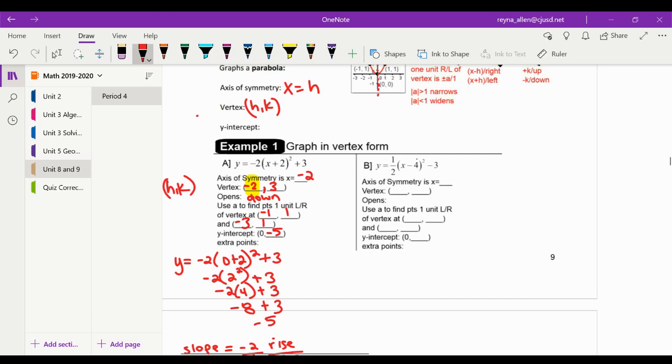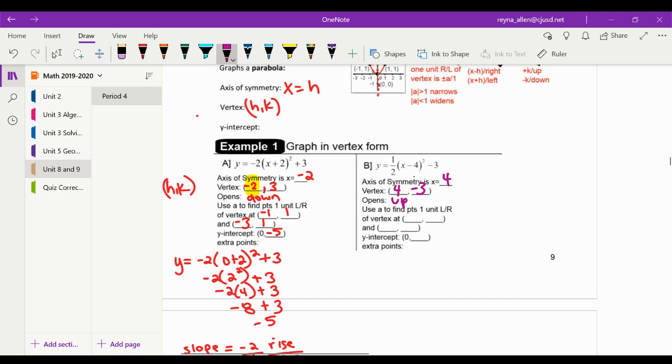Okay, the next one, we look for our H and our K. I'll do it in a different color. Our H, it looks like -4, but we always do the opposite, so that's a +4. Our K is -3. This is going to open up because our first number is positive. Our axis of symmetry goes directly down the vertex, so that is based off of our H, which is 4.